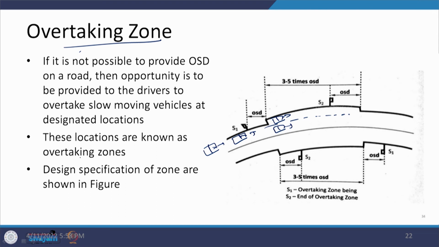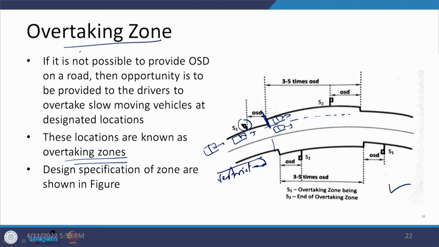So, these locations where these opportunities are being provided, they are overtaking zones. Now, the specification of providing this overtaking zone is shown in this sketch. What it says is that you are on a restricted section and there is an overtaking zone ahead. Therefore, a sign S1, which says overtaking zone ahead, is to be provided at a distance of 1 times the overtaking sight distance from the start of the overtaking zone.